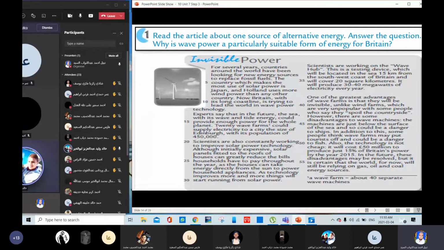Now, I'll give you 4 minutes to read the article to answer the question. Why is wave power a particularly suitable form of energy for Britain? Please read and answer the question.